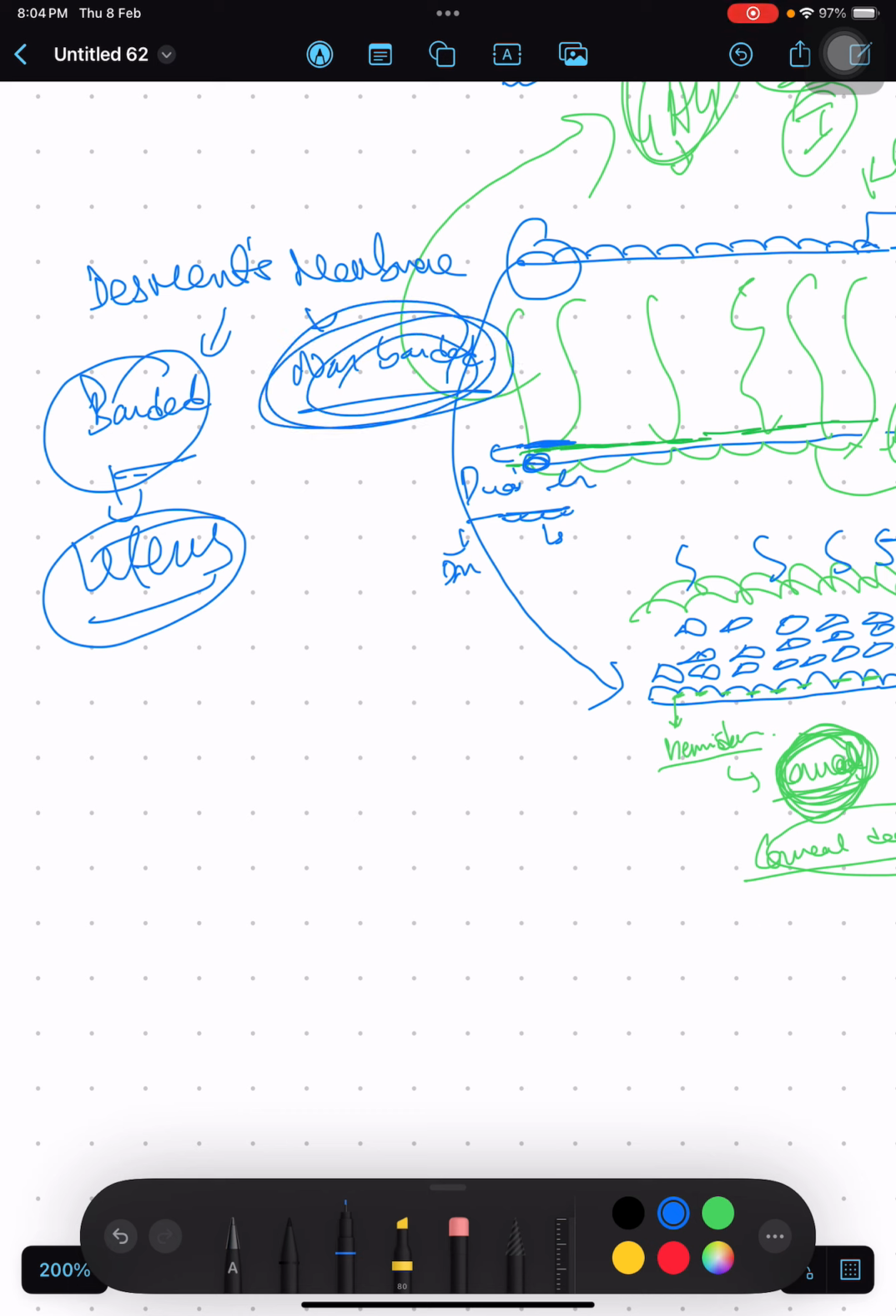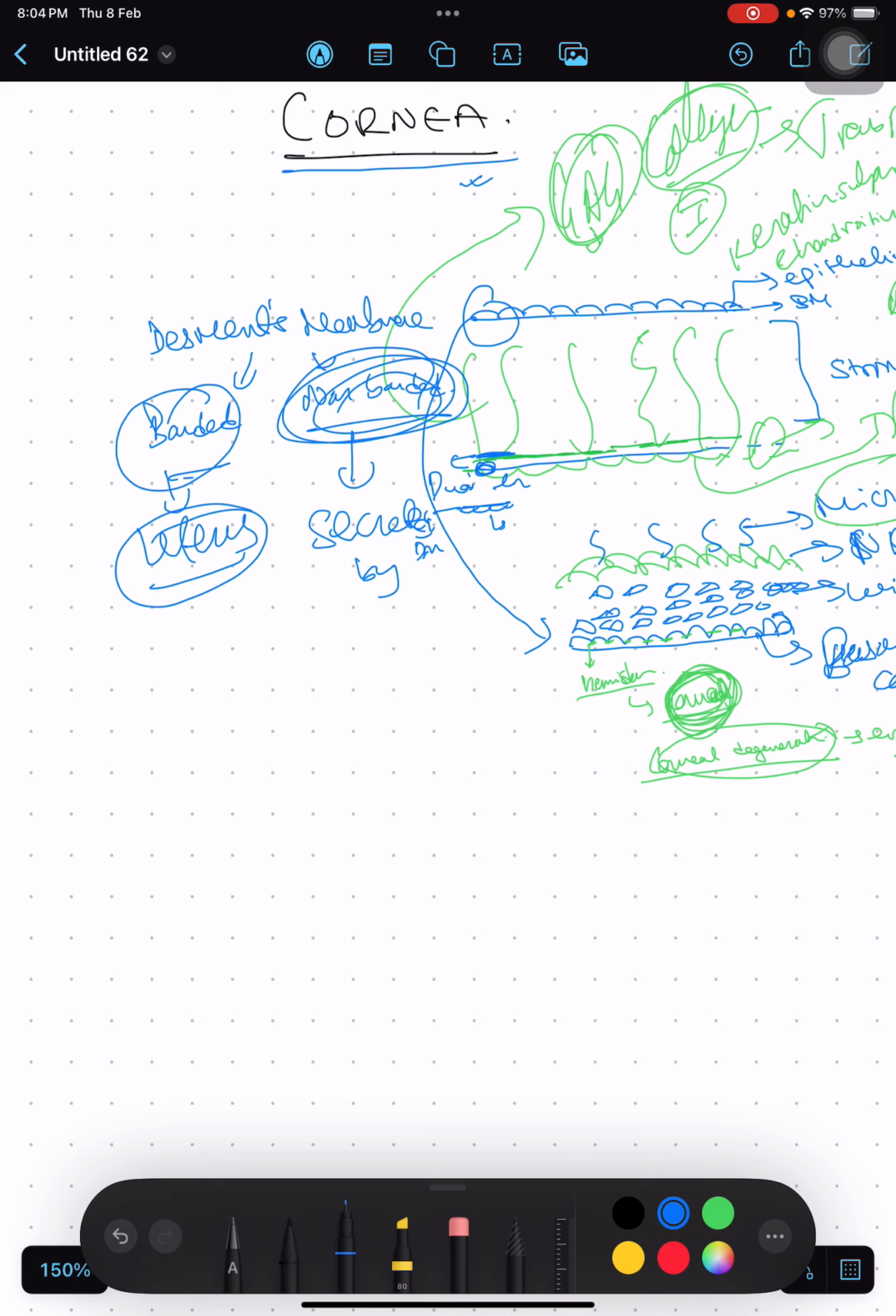And the non-banded part is secreted by the endothelial cells, and this is regenerative. Now the only regenerative structures that you have in the cornea are the non-banded part of the Descemet's membrane and the epithelium. The endothelium lacks the property of regeneration.